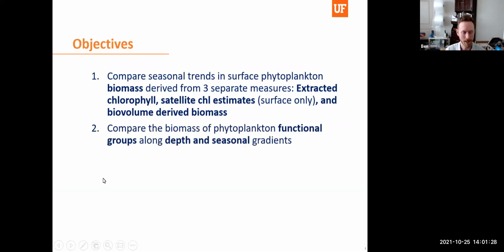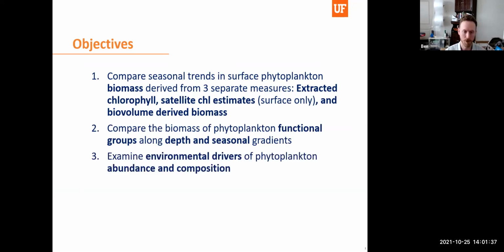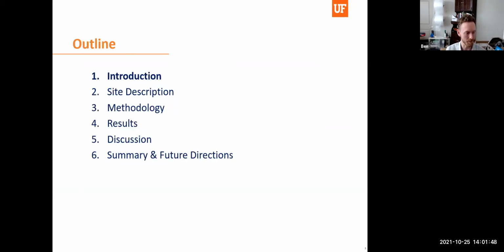And then we compared the biomass of different phytoplankton functional groups along depth and seasonal gradients. And then we were also interested in seeing how those groups and overall phytoplankton biomass will change by environmental drivers and how that affected abundance and composition.